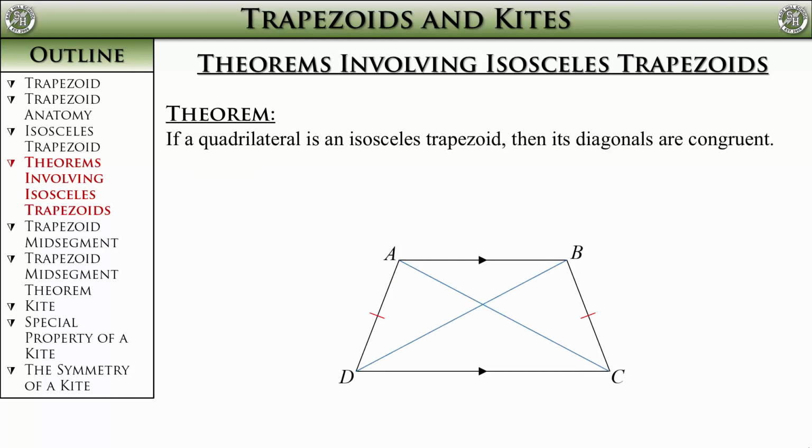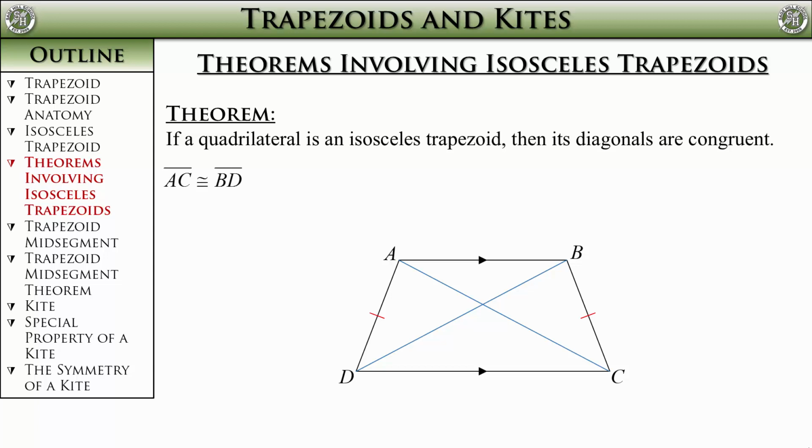This is the second theorem involving isosceles trapezoids. In an isosceles trapezoid, the diagonals are congruent. Once again, the symmetry comes into play here. In the case of this picture, this theorem lets me definitively say line segment AC is congruent to line segment BD. That's all there really is to say about this theorem.